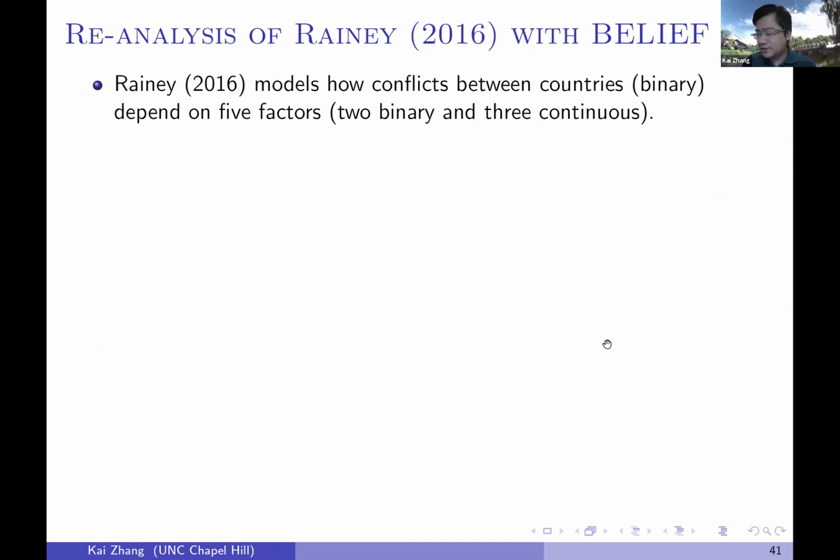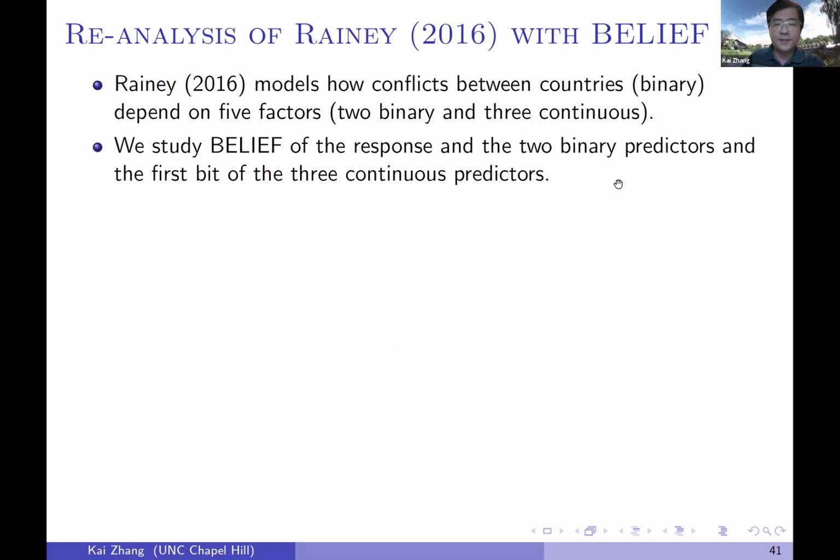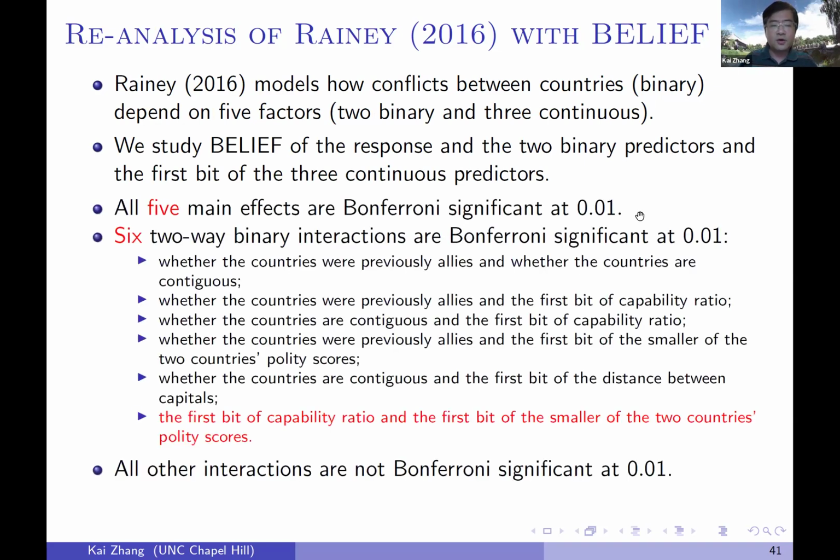Let's now see the solution to all these debates through belief. We did the analysis in this last paper, which is about conflict between countries, a binary outcome depending on 5 factors, 2 binary and 3 continuous. What we did is consider belief with the 2 binary predictors and the first bit of the 3 continuous predictors. And here's the result: all 5 main effects are conformally significant, there are 6 two-way interactions that are conformally significant, and all other interactions are not significant.